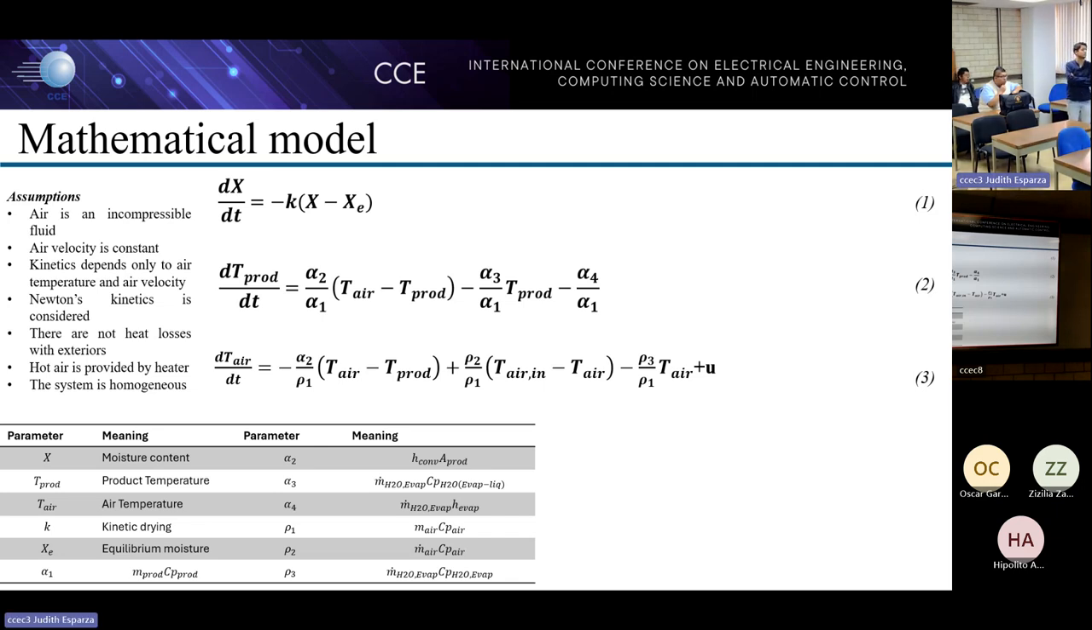In the future, we will consider the error as an uncertainty. In this case, all the parameters are known. Okay. Any questions? No. Thank you so much for your presentation.